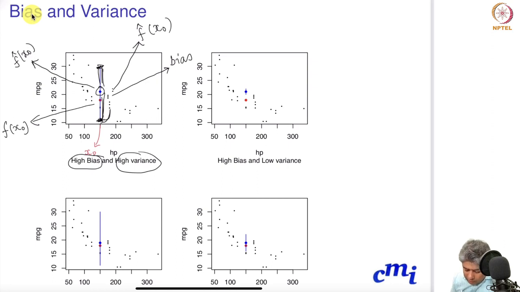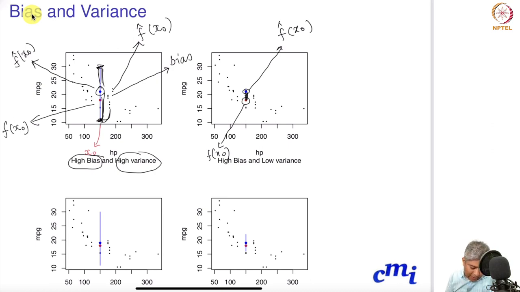Now I am talking about high bias but low variance. Similar thing: you can see this is the true f of x0, and this is the estimated f hat x0. If you see this, the variability is so little that it is very tight, with a lot of bias.